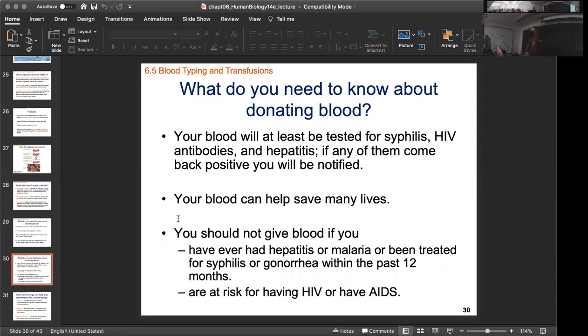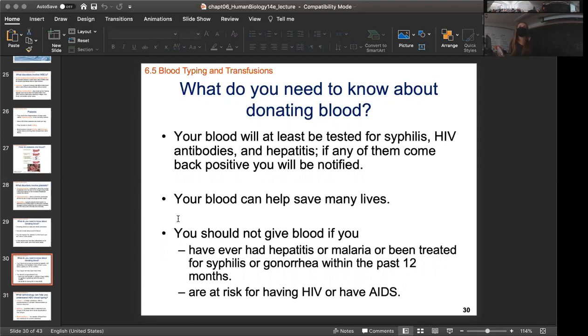When you donate blood, they will test you for syphilis. Syphilis is a sexually transmitted disease, and it can cause brain damage. So that's one that you don't really want to have for a long time. HIV antibodies, if you have the HIV antibodies, means that your body is fighting off HIV, and hepatitis. And if any of them come back positive, you will be notified.